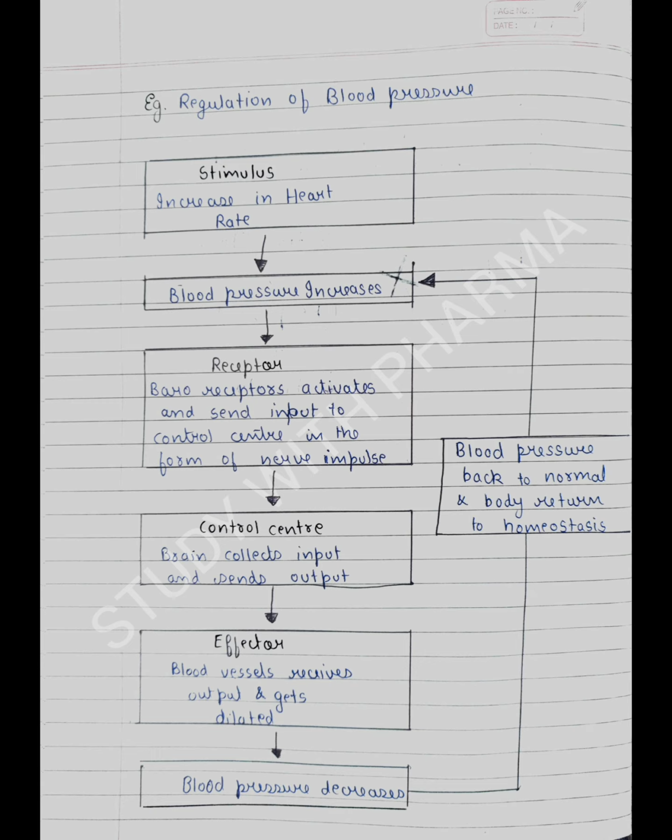Then the control center, which is the brain, collects input and sends output. Now, the effector, which is blood vessels, receives output and gets dilated, which results in decrease in blood pressure to normal and the body returns to homeostasis.